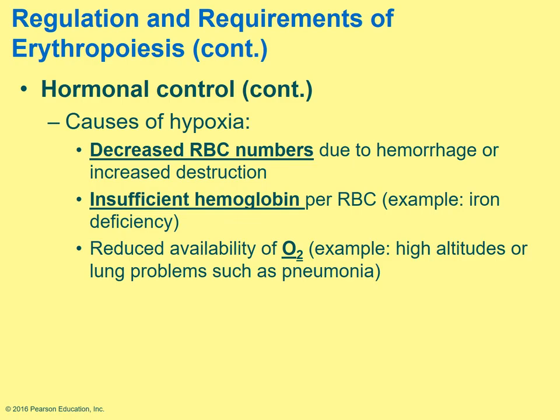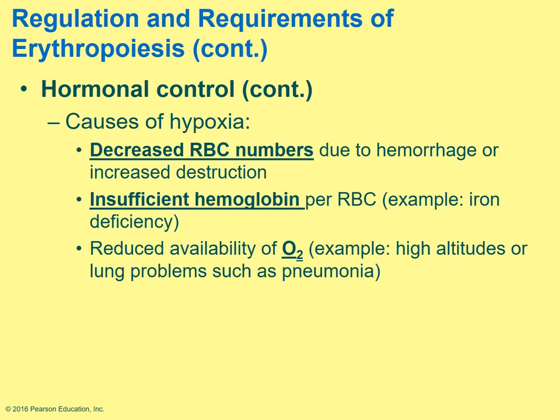What are the causes of hypoxia? Well, decreased number of red blood cells. Maybe more of them have been destroyed lately, or maybe you're hemorrhaging and you're losing them. It's no longer in the bloodstream. Insufficient hemoglobin per red blood cell, such as with an iron deficiency. Reduced availability of oxygen can lead to hypoxia. Maybe you have a lung disorder, maybe you have pneumonia, or if you're at high altitude. These things could all cause hypoxia, which in turn is going to increase the secretion of the hormone to then stimulate increased production of the red blood cells.